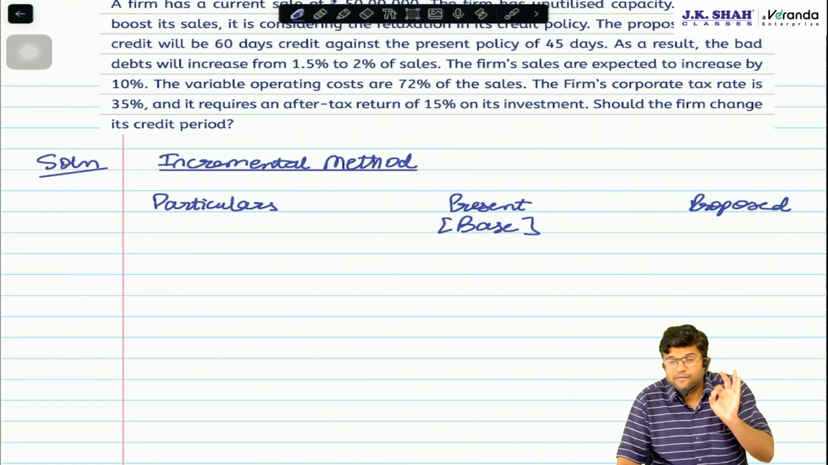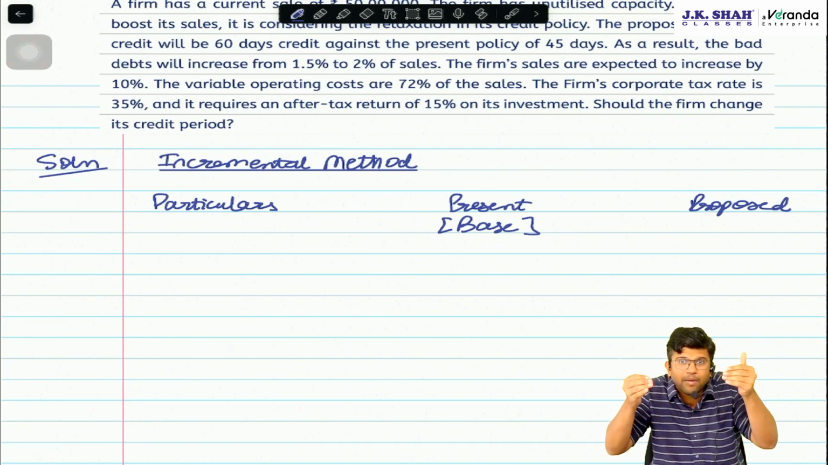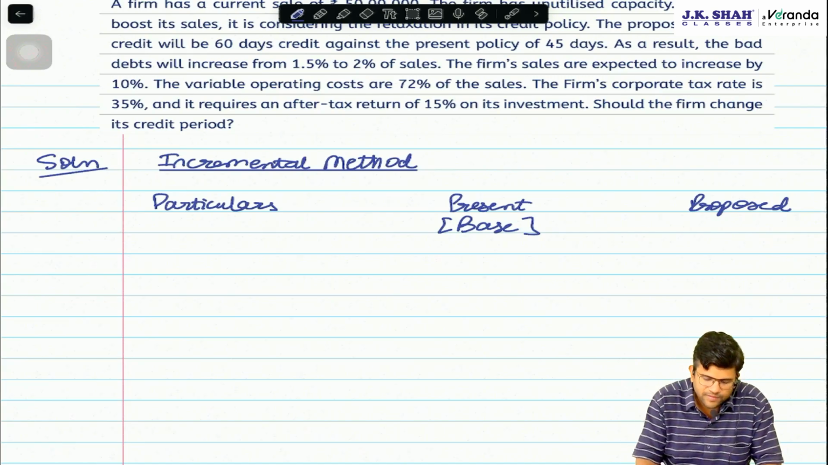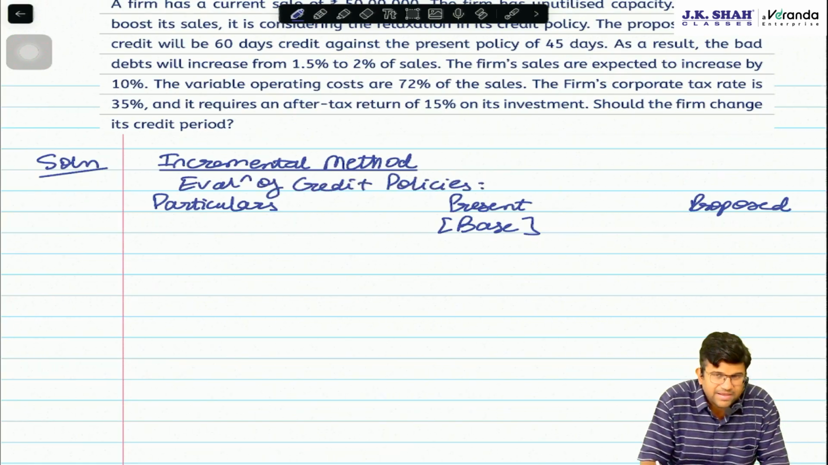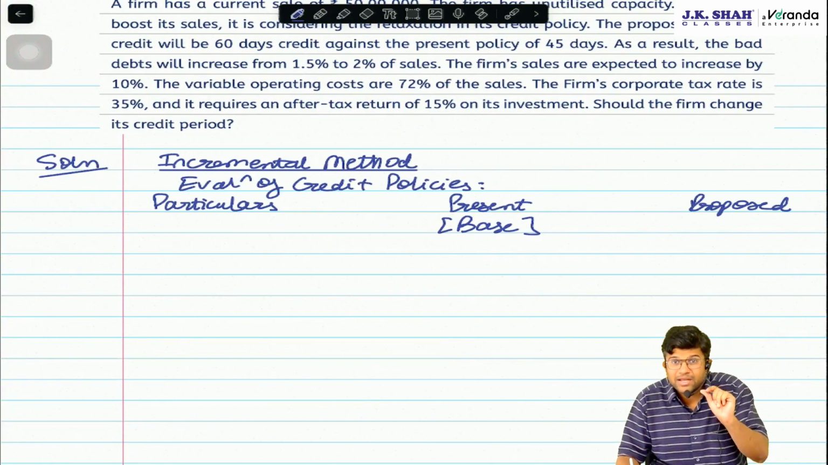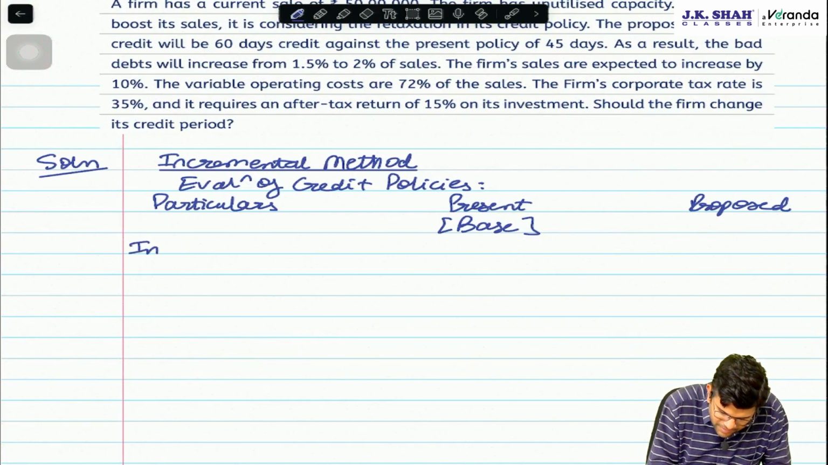Now, what does the word incremental mean? Incremental, can I say, means additional, extra, differential, marginal, over and above, correct? That is the meaning of incremental. So now see how to do. Generally, how do we start the evaluation of credit policies? Can I say we start by taking sales, correct? Now, instead of sales, one needs to take incremental sales. One needs to take the change in sales. One needs to take the increase in sales. So I'm writing here, increase in sales.